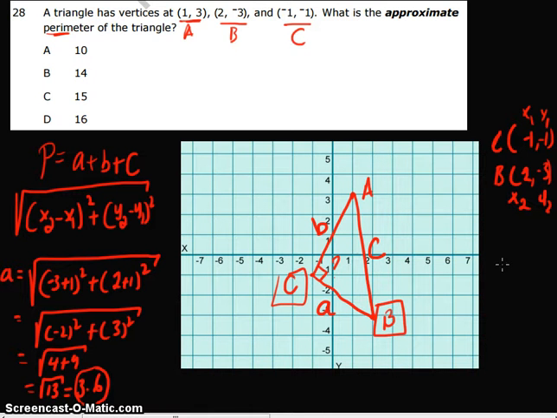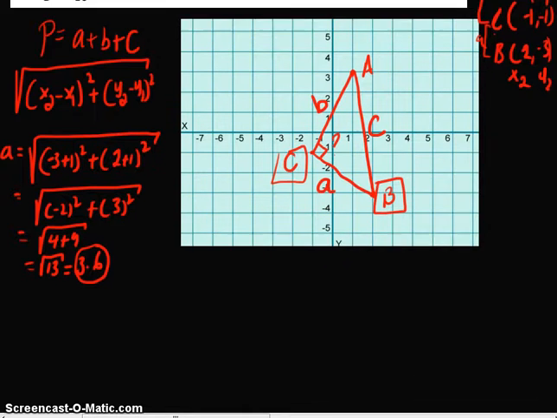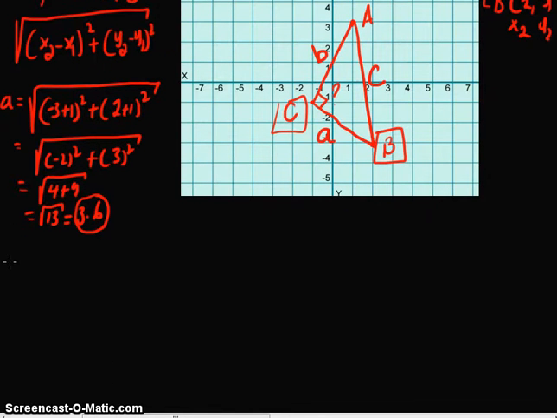Now let's go ahead and find the distance b, which is going to be between A and C. We already have C as (-1, -1), and then let's say what A is. A is going to be (1, 3). So let's call this one our second x2 and y2. So we're looking for the distance between these two, which is going to be b. Based on this, we can plug these values in.